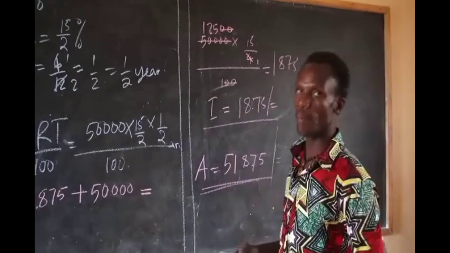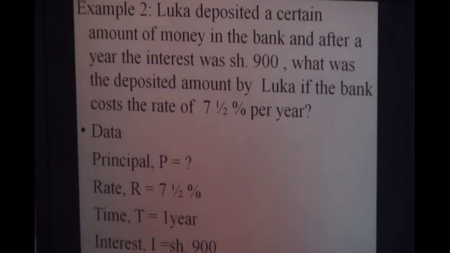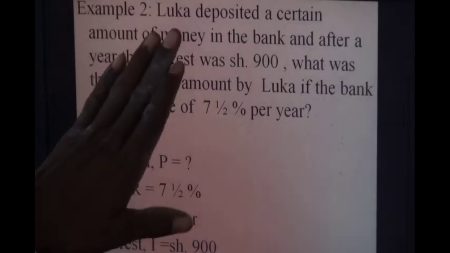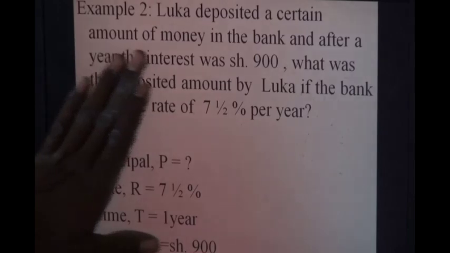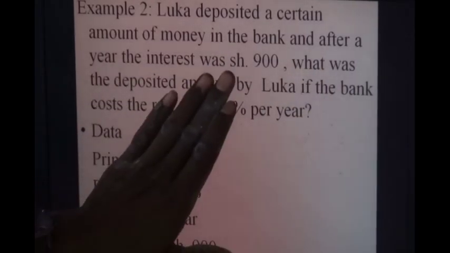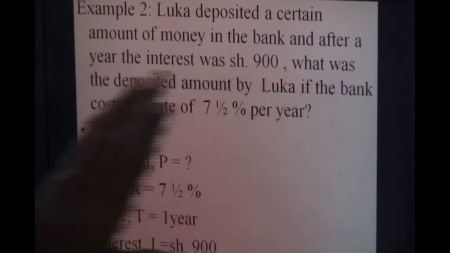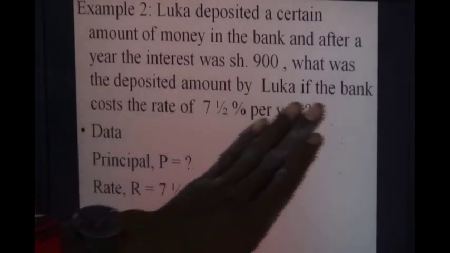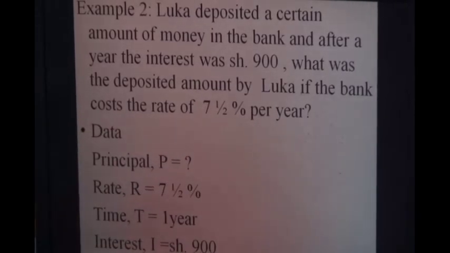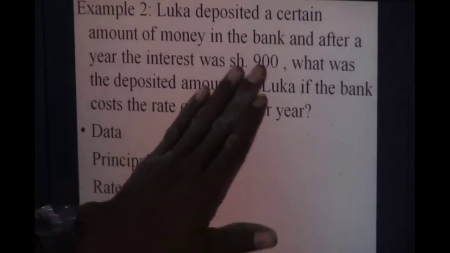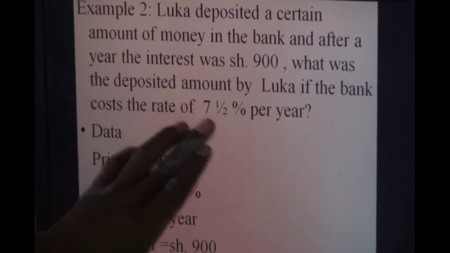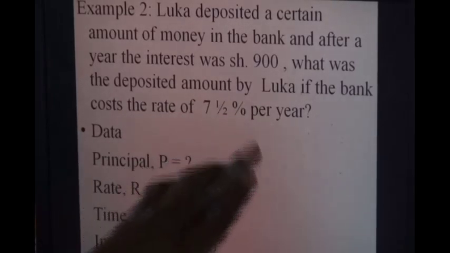Now let us see the other example on how to solve this one. Example number 2. Luca deposited a certain amount of money in the bank, and after a year, the interest was 900 shillings. What was the deposited amount by Luca if the bank's rate is 7.5% per year? From the question, you've been given the interest that Luca earns, and after that, you've been given the rate and the time.